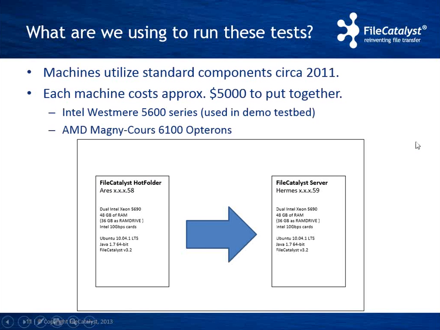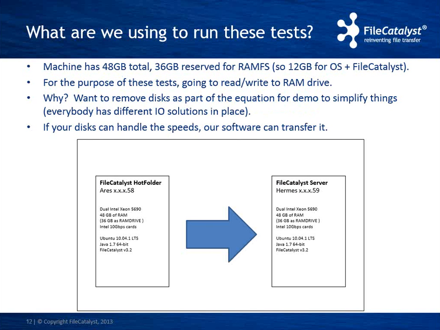Each machine is circa 2011. We've tested with both Intel Westmere series chips, which came out a couple of years ago. In fact, that's what's going to be in the systems over here. But we've also tested with AMD Opterons. They all work very, very well. In this case, each machine has dual Xeons. I've got 48 gigs of RAM, 36 reserved for RAMFS, so a RAM drive. So the actual application and the OS is below 12 gigabytes for both.